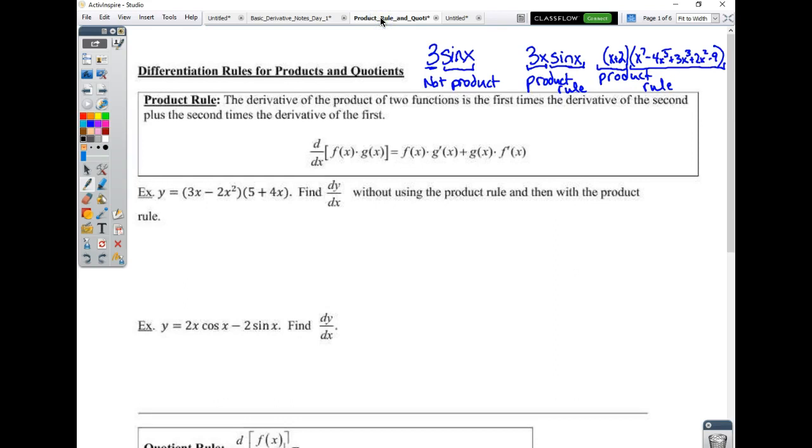Okay? So that's a derivation of the product rule from the limit definition of the derivative. In practice, it's not nearly as complicated as what the derivation looks like. It's going to look something like this. Let's say I've got y equals 3x minus 2x squared times 5 plus 4x. I want to find dy dx without using the product rule, and then I'm going to do it with the product rule. So if I wanted to do this without the product rule, what would I have to do?